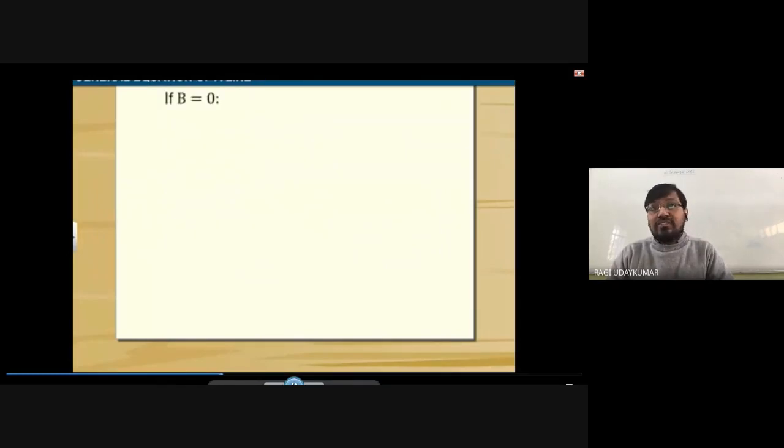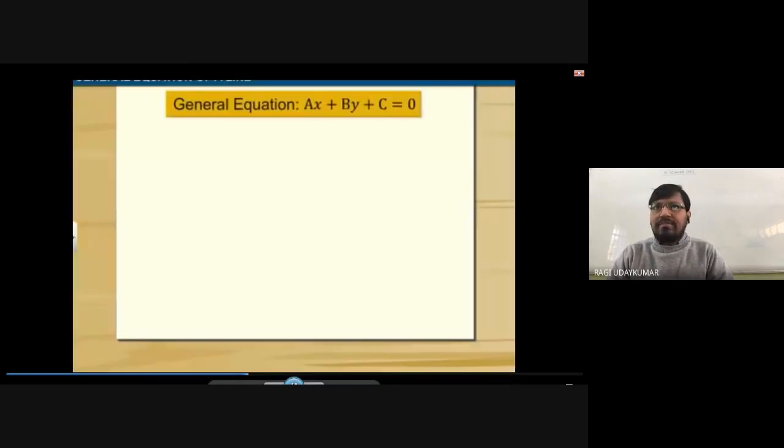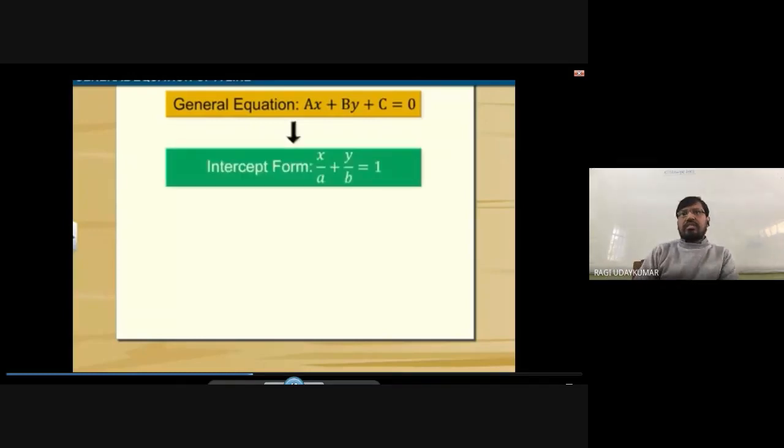In case b is equal to 0 in the given general form of the equation of a line, ax plus c equals 0, so x is equal to minus c by a, you are going to get. X is equal to a constant, so it is a vertical line with the slope undefined. A vertical line is parallel to the y-axis, and its slope is undefined in that situation.